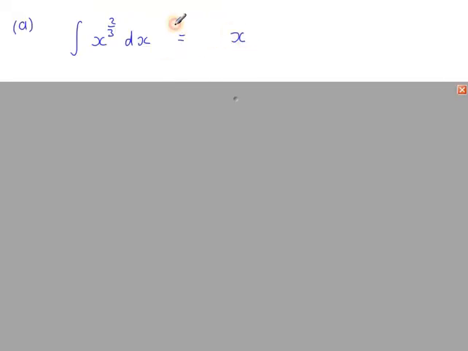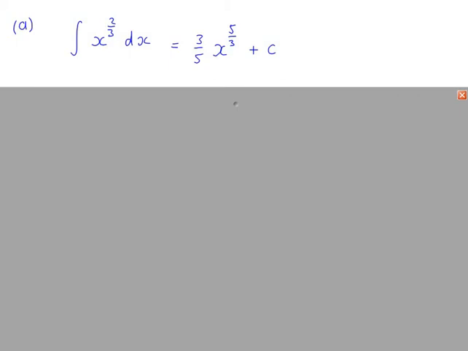So we increase the power by 1, so we've got x to the power of 5 over 3. We're going to divide by 5 over 3, which is the same as multiplying by 3 over 5, plus a constant of integration.